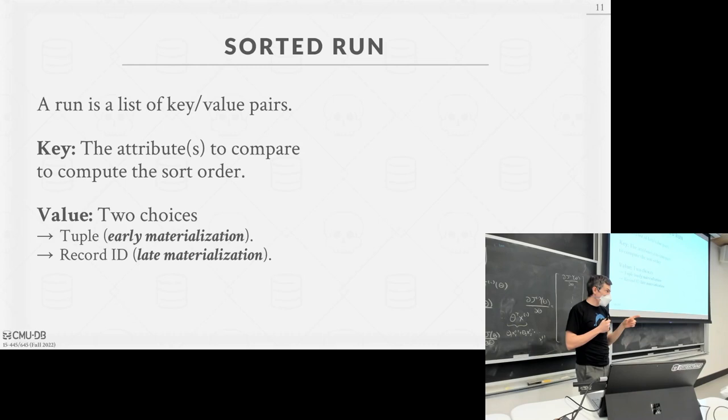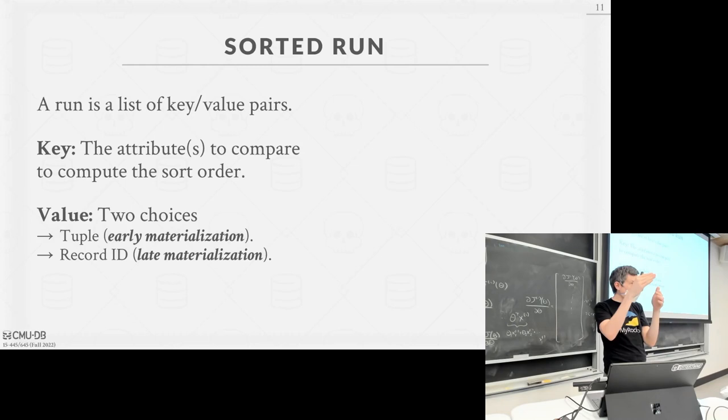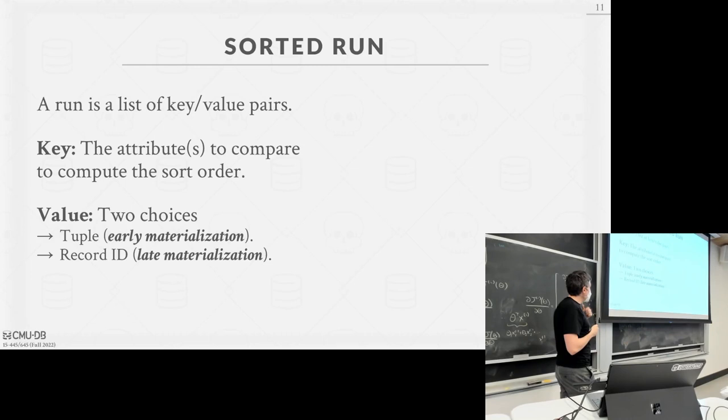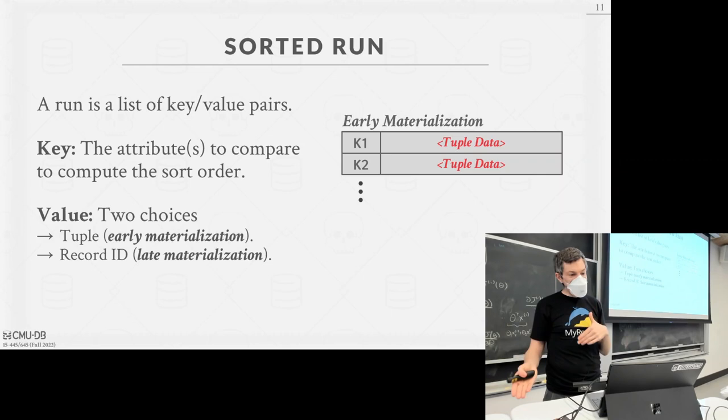There are two choices. The first is that you contain the entire contents of the tuple in the value. So I would have the key and then the complete copy of the tuple. That means that as I'm doing the sorting and writing things to disk, I'm making multiple copies of the entire tuple from one step to the next. The other approach is to just store the record ID, which is a 32 or 64-bit integer that I can pass around, and that's much cheaper. So it's either early materialization or late materialization.